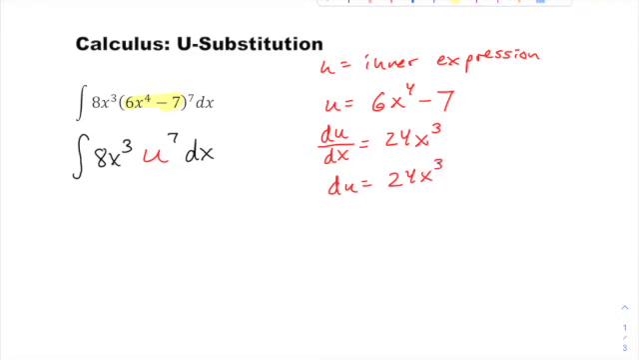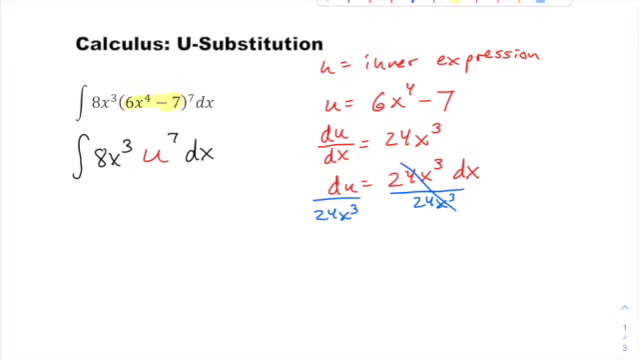separate those differentials, and now you have that du is equal to 24x cubed dx, and I'm going to solve for dx. I'm going to basically take this dx out and replace it with what it's equal to. So to do that, I'm going to divide by 24x cubed, and that's going to cancel.